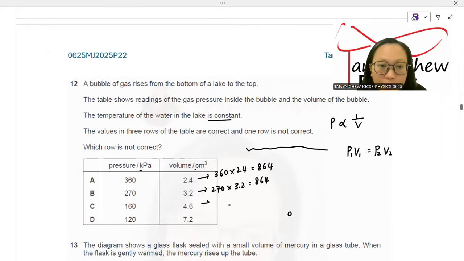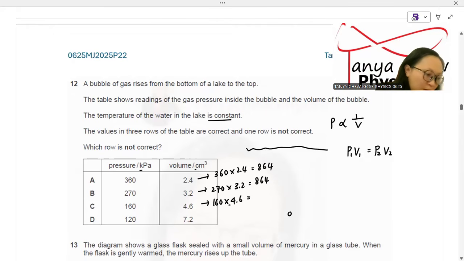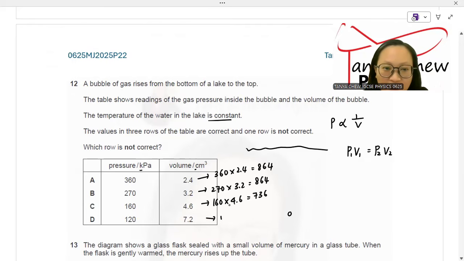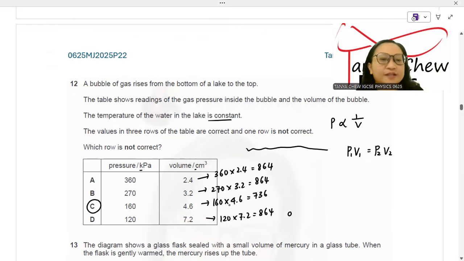864 as well. The third one, I take 160 times 4.6, and I got 736. Last one, I take 120 times 7.2, and I got 864. Could you see that? So the value which does not tally with the rest of the values here is C. This is not correct.